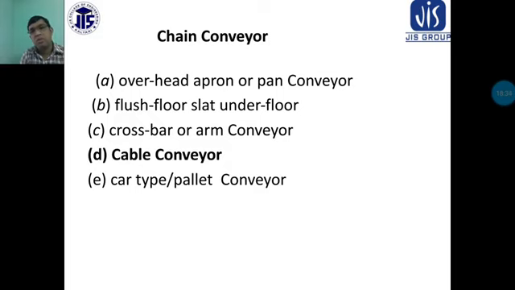Now we can see different types of car type conveyors. Different cars are considered, and we can very easily see the human beings. You have to place your materials on one car, and again it will reach the required places. This is concentrated according to the car type or pallet type conveyor, and it is similar to the chain conveyor.